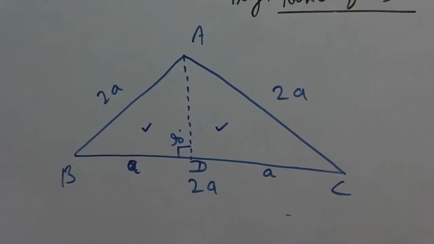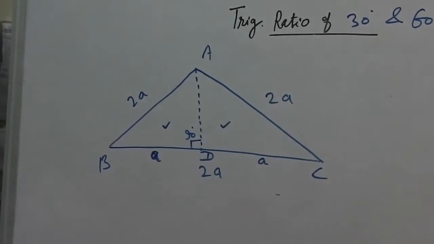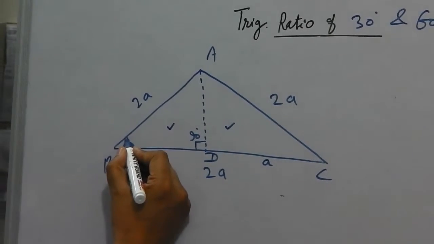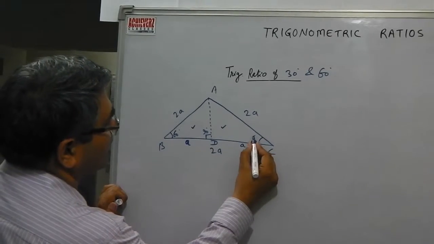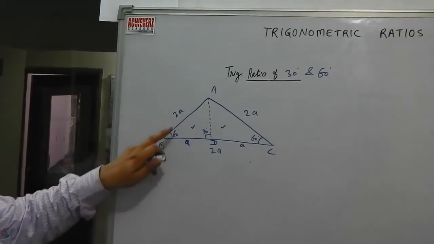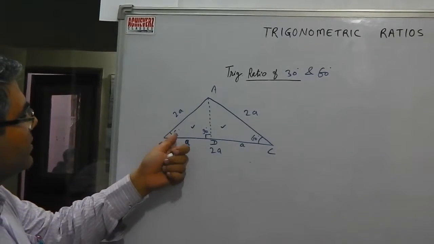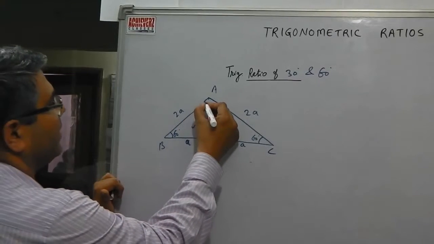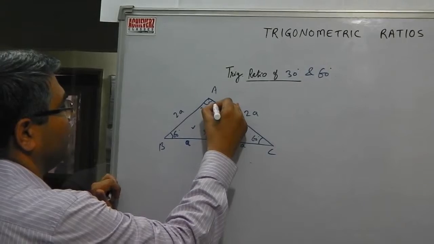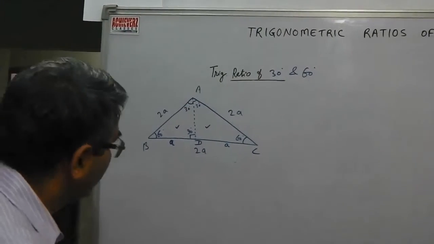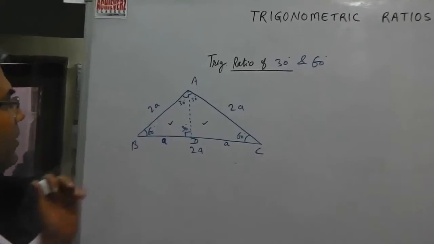What about the other angles? Because ABC was an equilateral triangle, this will be 60 degree, this will be 60 degree, and if in triangle ADB these two angles are 60 and 90, the remaining angle will be 30 degree. This will also be 30 degree. Now it is easy to find all these trigonometric ratios. Let's go for 60 degree.